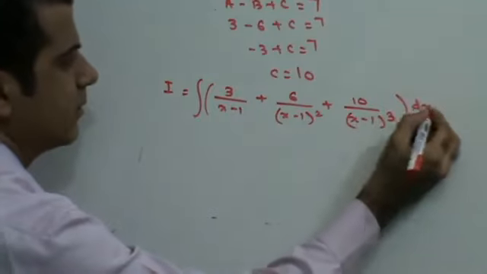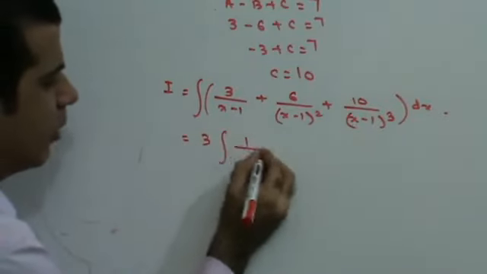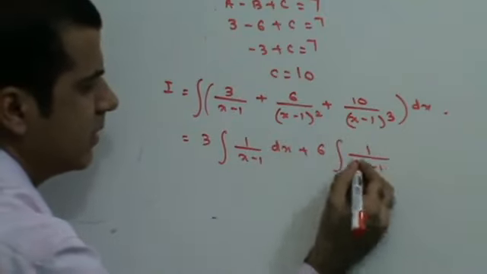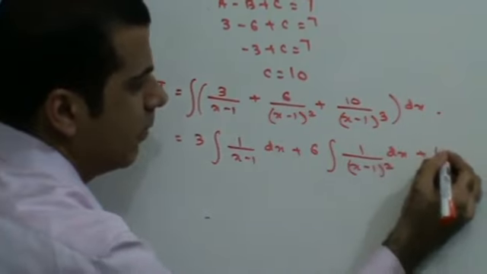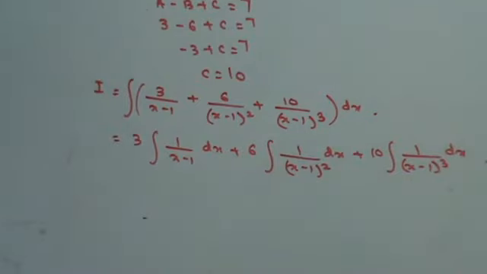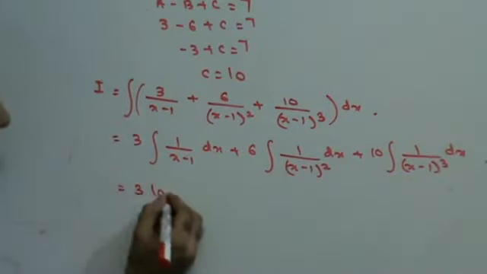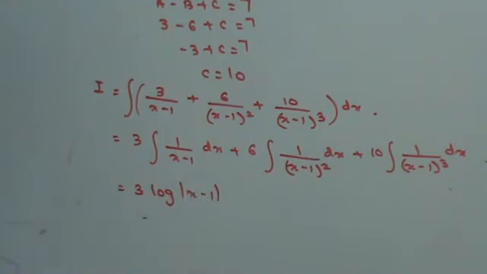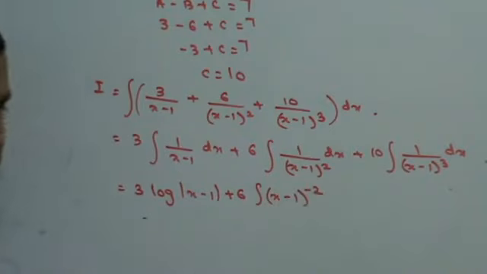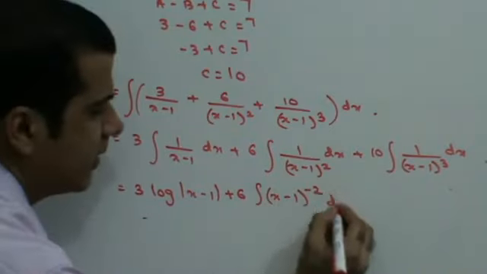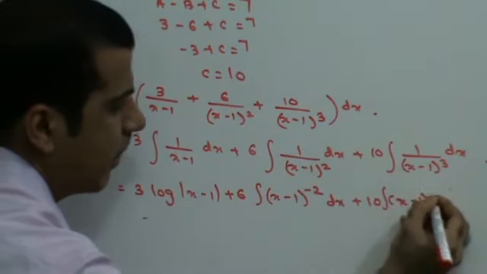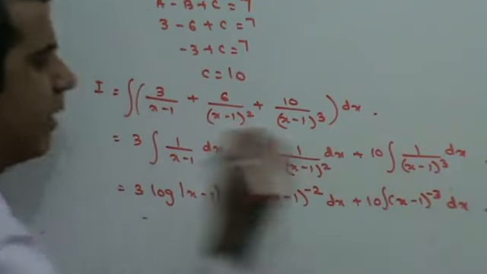With respect to x. This is 3 integral of 1 upon x minus 1 with respect to x plus 6 integral of x minus 1 the whole square with respect to x plus 10 integral of x minus 1 the whole cube with respect to x. This can be written as 3 log mod x minus 1 plus 6 integral of x minus 1 raised to minus 2. From denominator to numerator, the sign of indice changes. Integral of x minus 1 raised to minus 3 with respect to x.